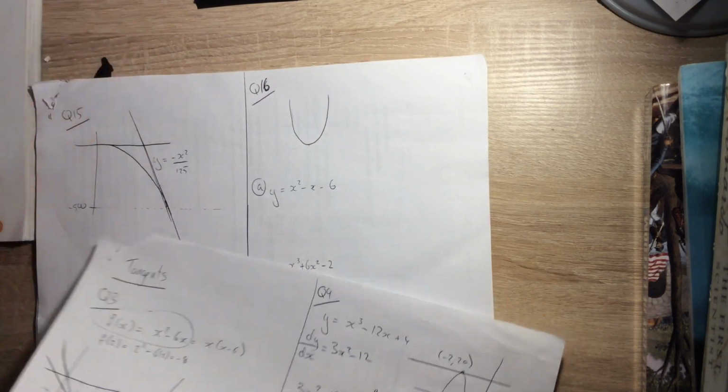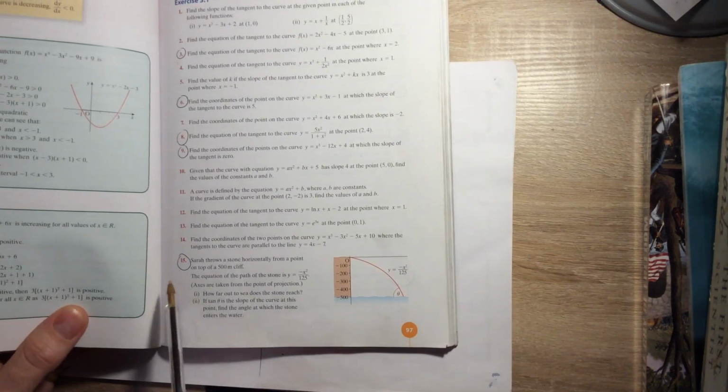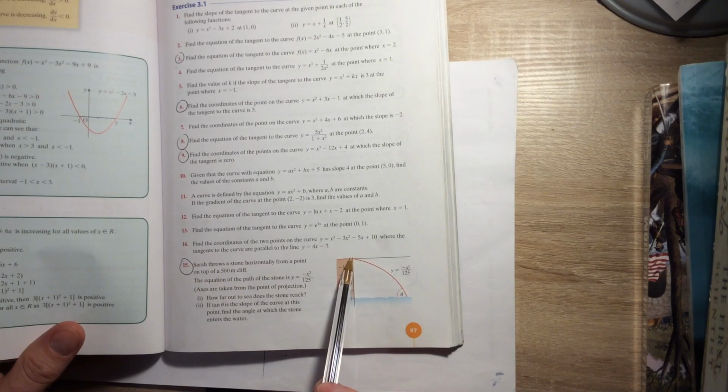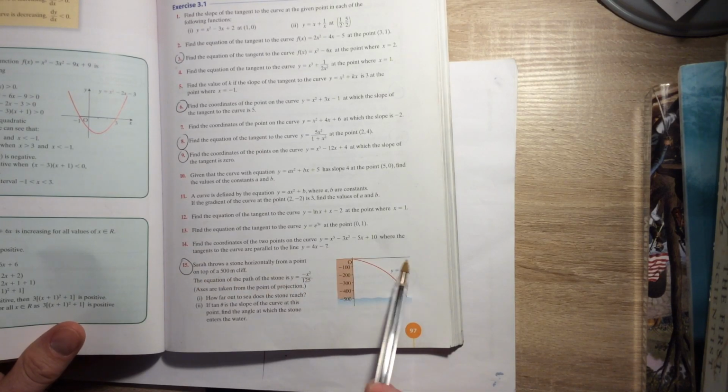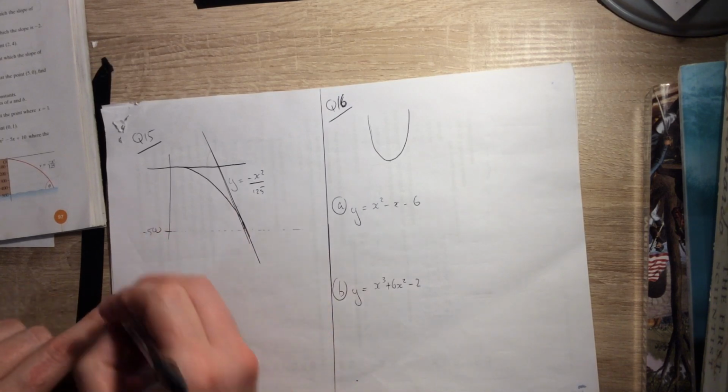The next question we're looking at is question 15. Sarah throws a stone horizontally from a point on the top of a 500-meter cliff. The equation of the path of the stone is given by this function here. How far out to sea does the stone reach? Now that's nothing to do with calculus, that's just algebra. When is the y coordinate going to be minus 500?